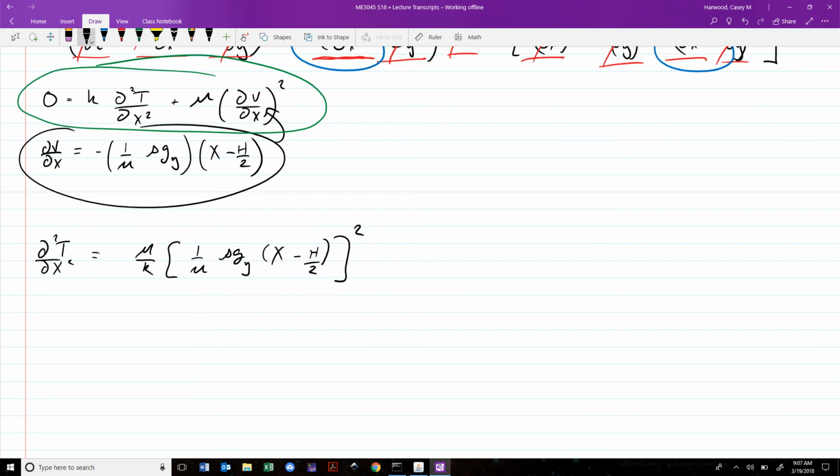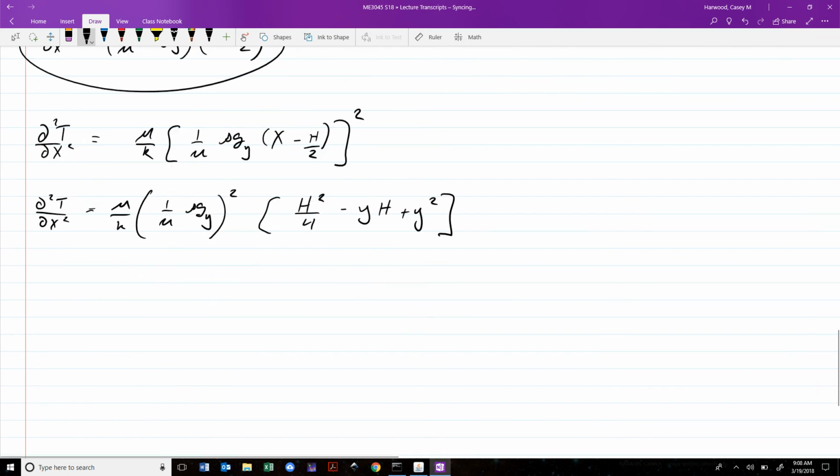So once you square that, this is going to look like the following: d squared T dx squared is equal to mu over k times 1 over mu rho g x squared times the following: h squared over 4 minus xh plus x squared.